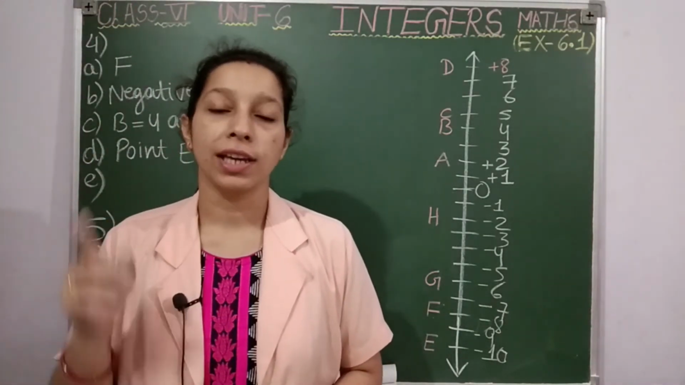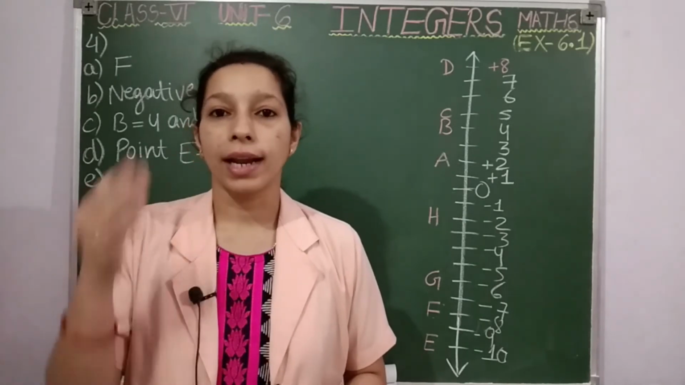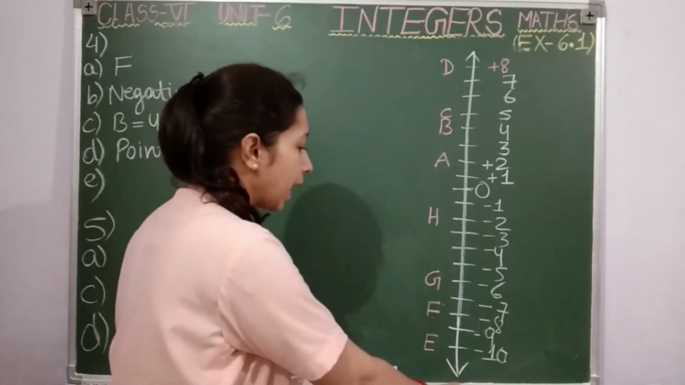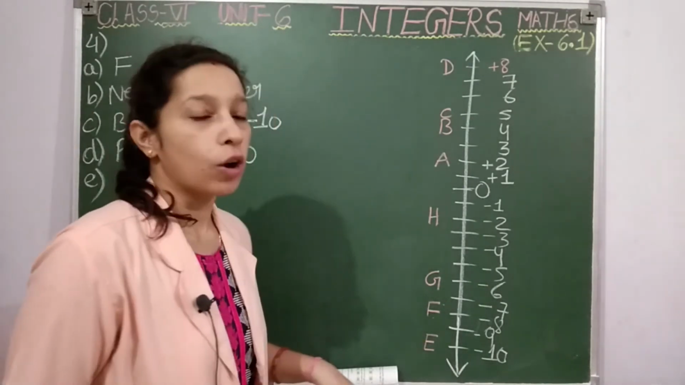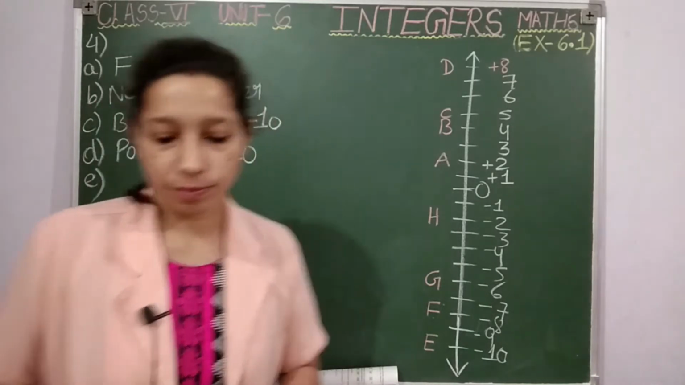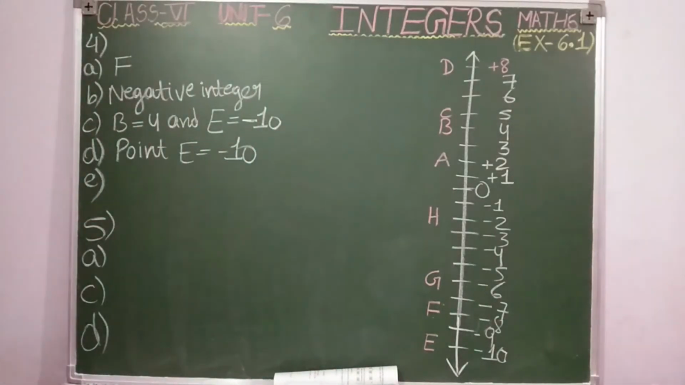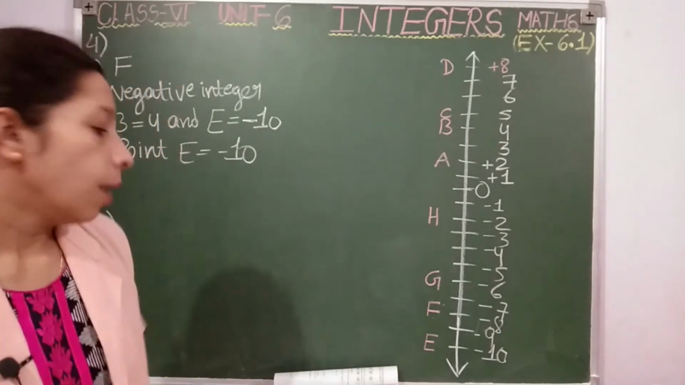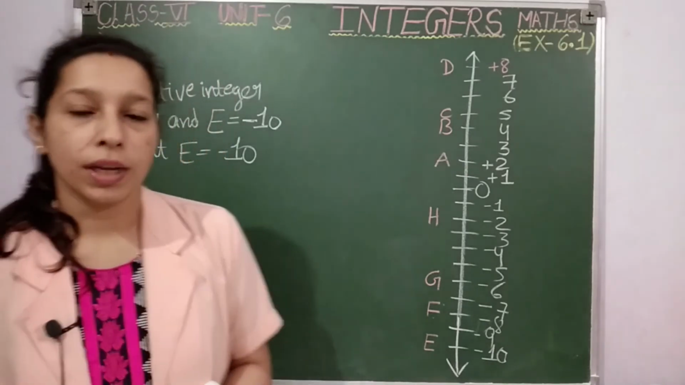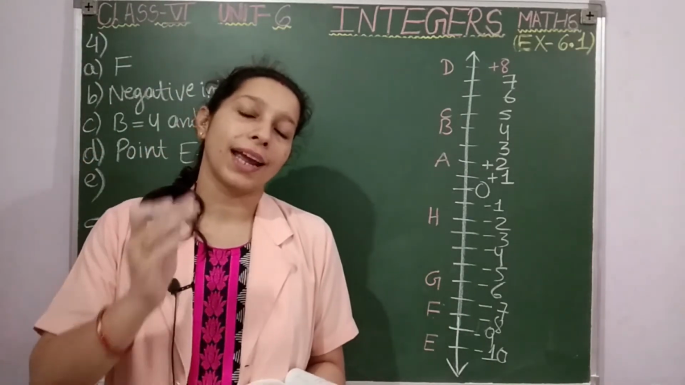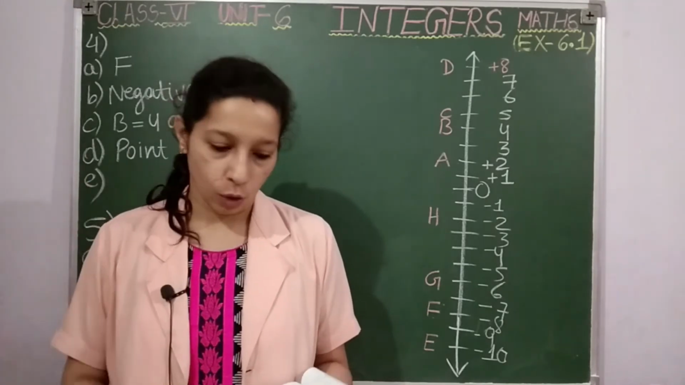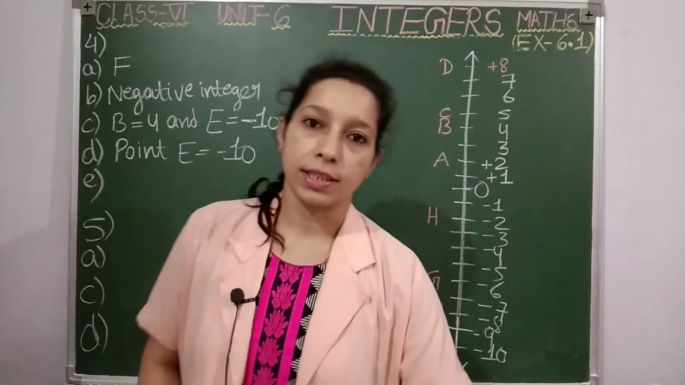What you have to arrange? Here you are asked to arrange the points and not the numbers. No problem, students. Arrange all the points in decreasing order of value. Decreasing order of value means you have to arrange from the greatest to the smallest, from the highest to the lowest. Here you are asked to arrange the points, the alphabets given.